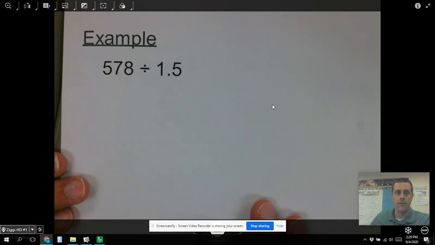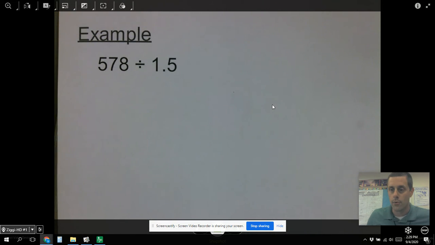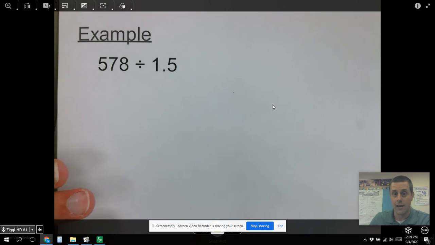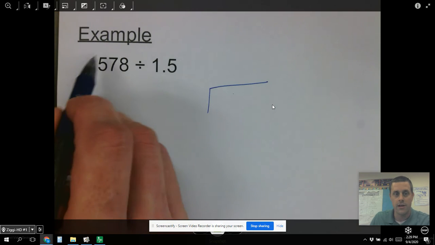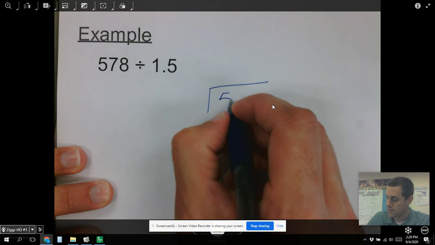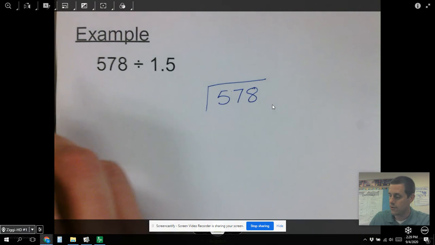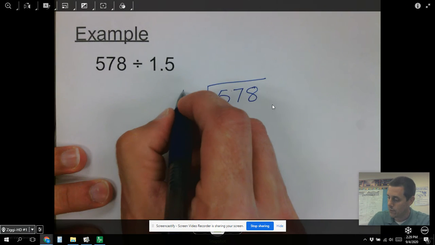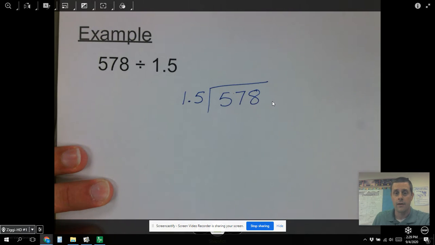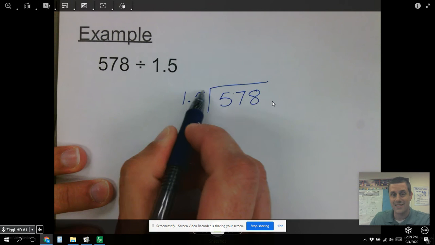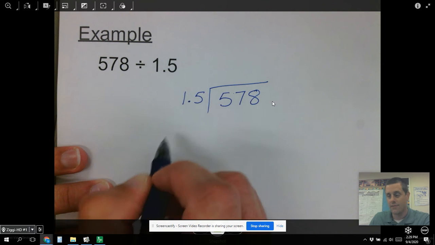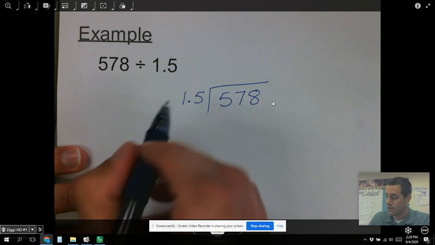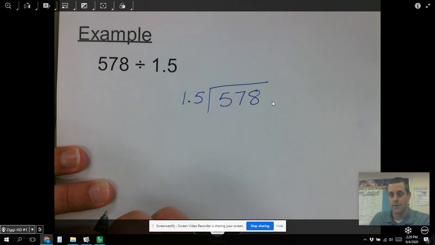Let's try another example together. 578 divided by 1.5. Make sure you're copying this down and working through it with me. Again, setting up a long division problem, start with your long division bar. The first value in the division is your dividend. That dividend needs to go inside of your long division bar, and your divisor, in this case 1.5, will go outside. Now, our number written in decimal form is the divisor. We cannot divide by hand a number, a divisor, that is in decimal form. So our first task is to get rid of the decimal in this divisor.